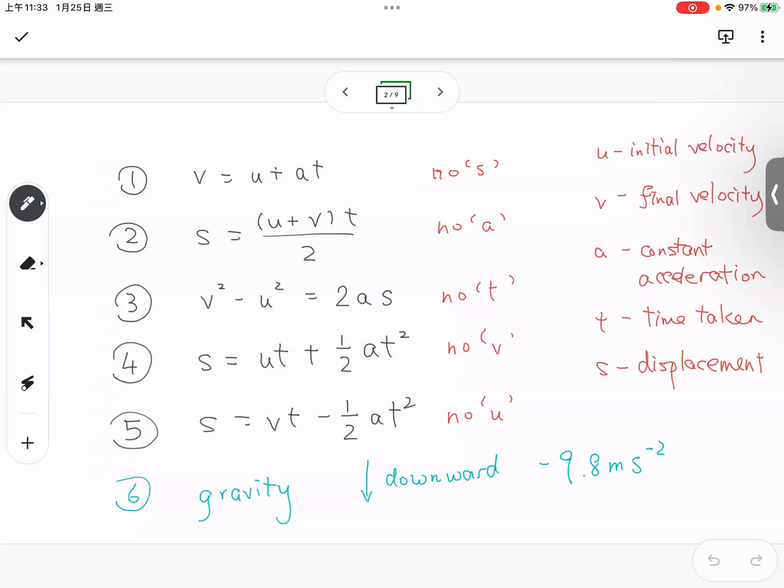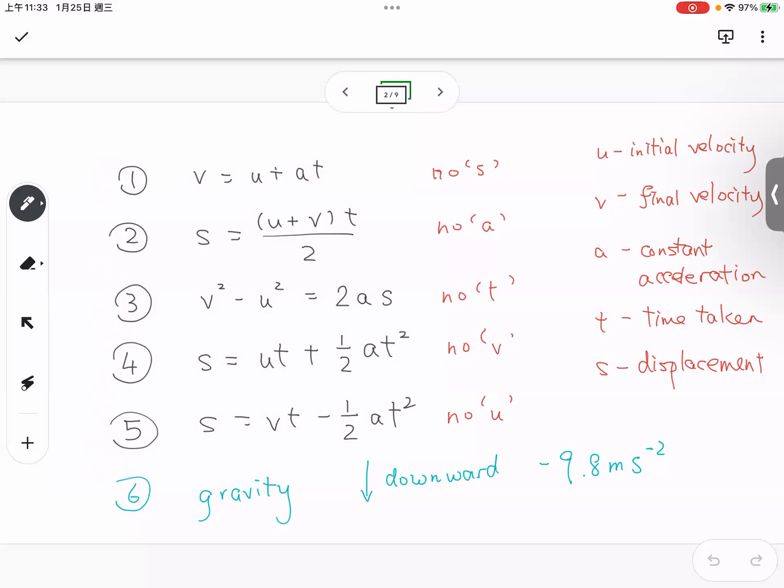You may wonder why we need five formulas. First of all, it is because we have five unknowns there. They are U, which is the initial velocity; V, which is the final velocity; A, that is the constant acceleration; T, that is the time taken; and S, that will be the displacement.